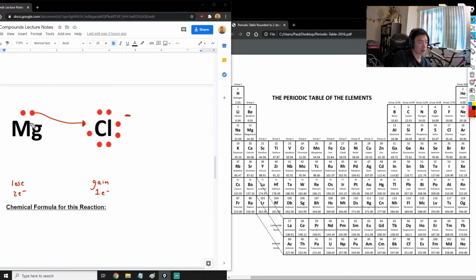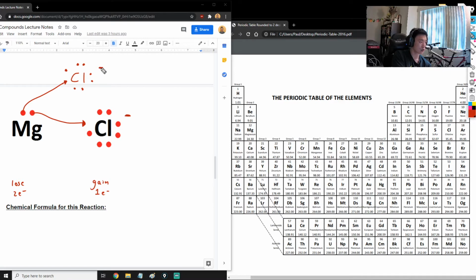Now the thing is Mg still has 1 electron left. It's not happy yet. It wants to lose 2, but it has 1 left. Now chlorine's happy already. It's not going to take any more electrons because it already gained 1. And so in order to make sure this is balanced out, we're going to have to add another chlorine. Because if there is another chlorine, Mg can give the second electron to the second chlorine.